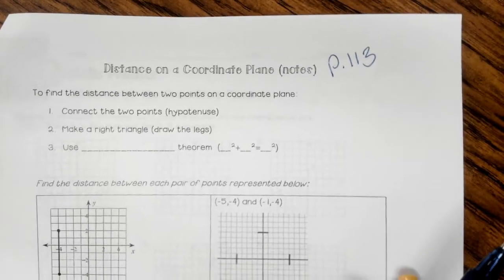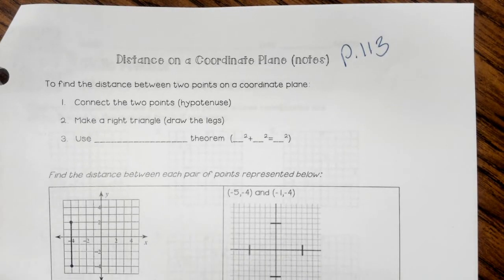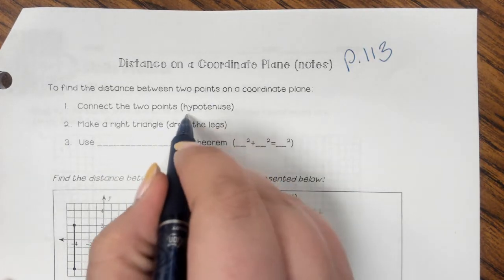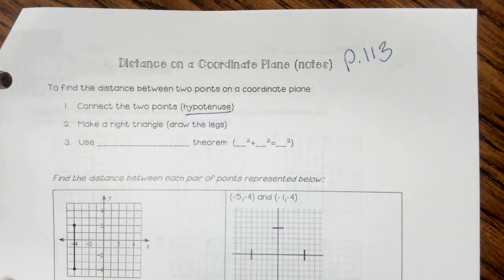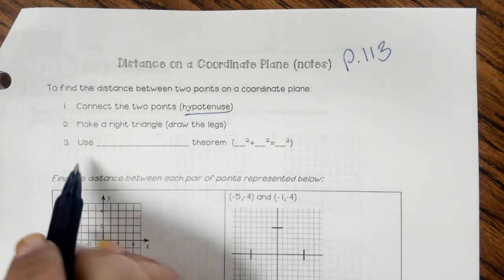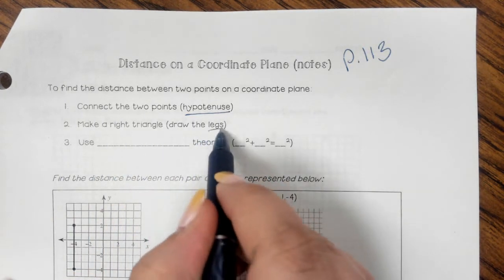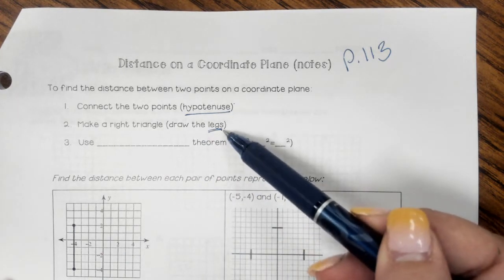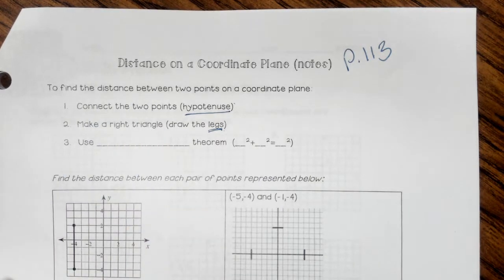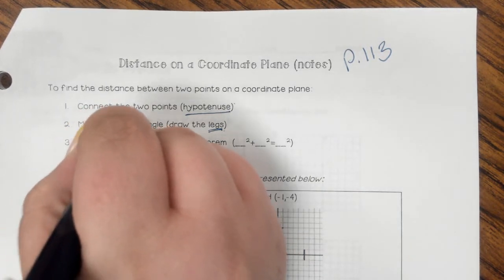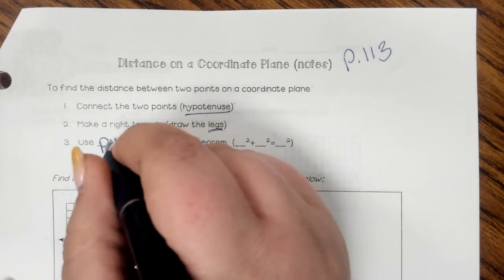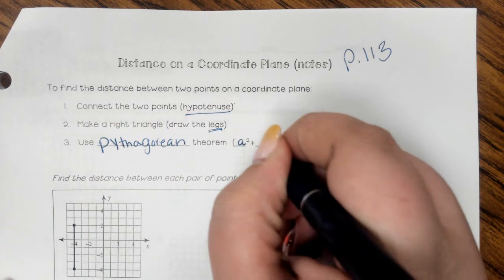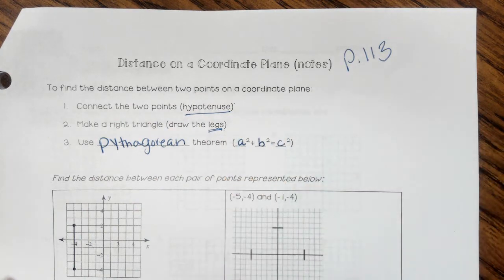To find the distance between 2 points on the coordinate plane, there's 3 simple steps. We're going to first connect the 2 points. What you'll notice once we get busy with this is that's going to create the hypotenuse. And we're going to make a right triangle that will create the legs. After we have a hypotenuse and legs, if we're missing a distance, we're going to use Pythagorean Theorem to find that missing side length in a right triangle. Pythagorean Theorem is a squared plus b squared equals c squared.